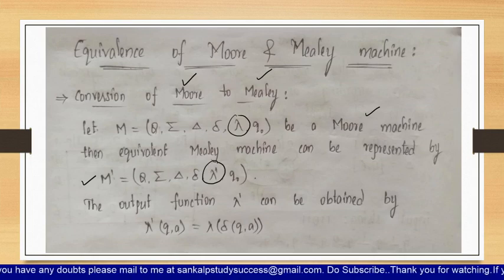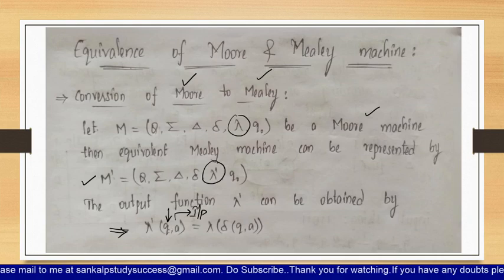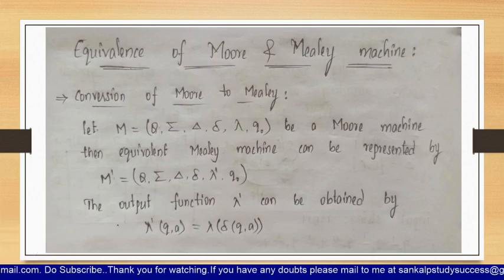So now how to know what is lambda dash? From this formula, lambda dash of q comma a, that means q is the present state and a is the present input symbol. So by using this formula you can find out what is lambda dash. That means lambda dash of q comma a is equal to lambda of transition function of q comma a. Now let us see here, the initial state in the Moore machine as well as in the Mealy machine is the same. There is not much difference here.